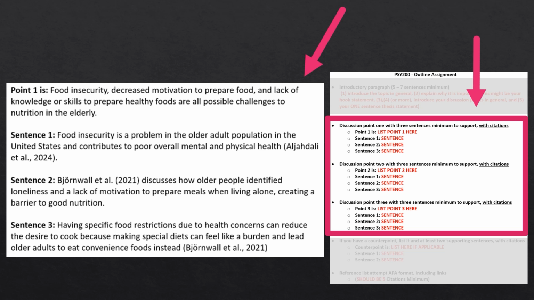And now that I'm reading it, maybe it's not the best sentence. Maybe I could switch it to say possible challenges to the elderly getting good nutrition or something, but at least my point is kind of down there. So sentences 1, 2, and 3 are from different sources so that I have some evidence to talk about this main point 1. This food insecurity, decreased motivation, all of that.